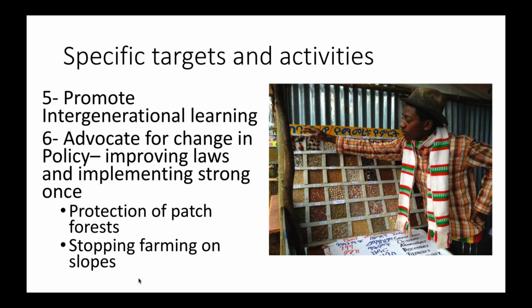And also policy activity: advocate for change in policy, improving laws and implementing strong ones. This advocacy is a very interesting concept here, because it brings in the other scale. The change has to happen at the local community level, but also at a higher level, at the zone level, the federal, the government level. So laws have to change if they need to, and if there are good laws and policies, they also need to be implemented. For example, there is a policy which prevents local people from farming on sloping areas, but it's not implemented. So that should be implemented.